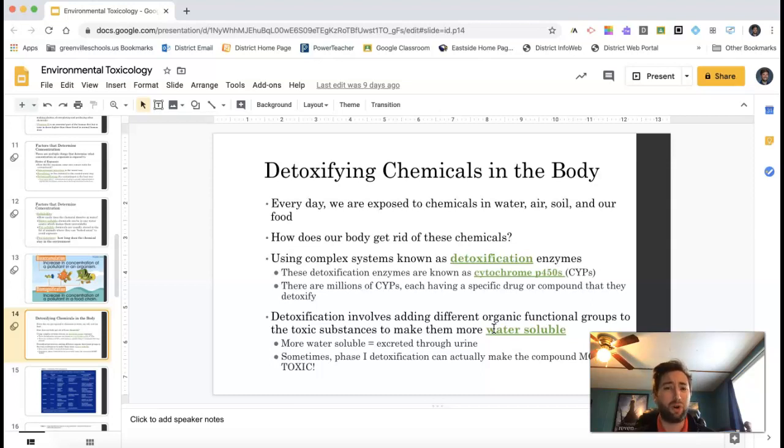If that does not work, then they're going to have to go to phase 2. In phase 2, they're either going to add something like a sulfonyl group or an amide group or something like that. And eventually, if none of those work, they're just going to lock it up into your adipose, or your fat tissue. Sometimes phase 1 detoxification can actually make something more toxic, which is really scary to think about because your body's trying to help you, but then it just kind of makes things worse.